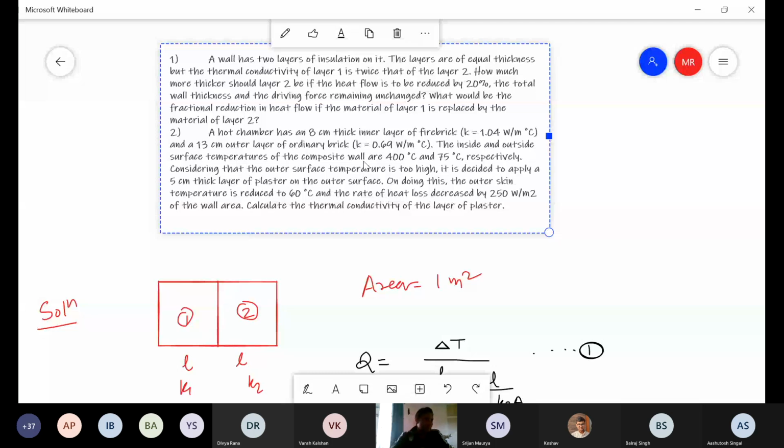Okay. So now what is given in the problem is there is a composite wall, isn't it? So there is a hot chamber that has an 8 centimeter thick inner layer of fire brick, isn't it? And outside of this fire brick there is an ordinary brick layer. Thermal conductivity of both the layers are given. Again, temperature inside the furnace is given. That is 400 degrees Celsius, whereas the temperature outside this ordinary brick is given, which is 75 degrees Celsius.